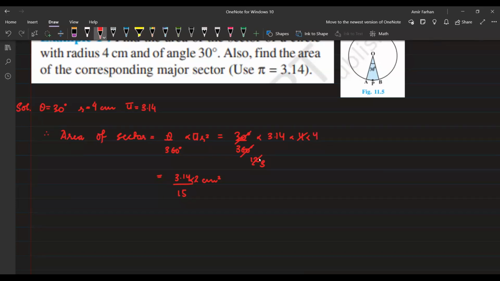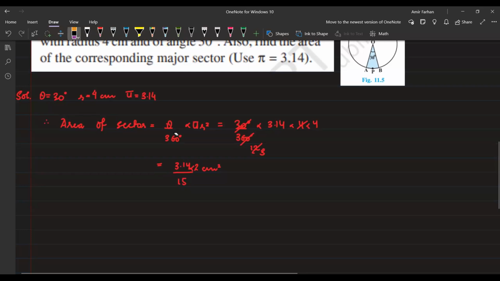So 4 threes are 12. And here it would be 4. 3.14 into 4 divided by 3. Okay, so it is coming out to be 4.19 centimeter square approximately.